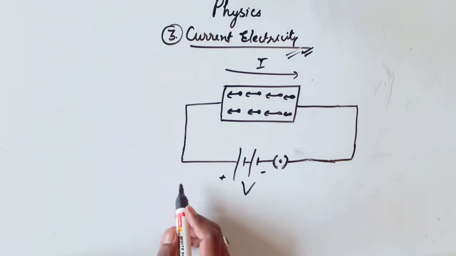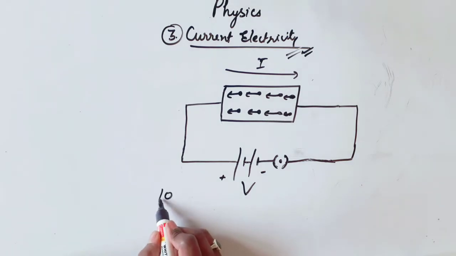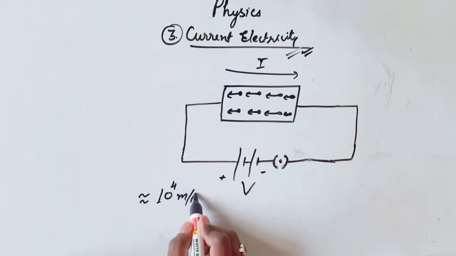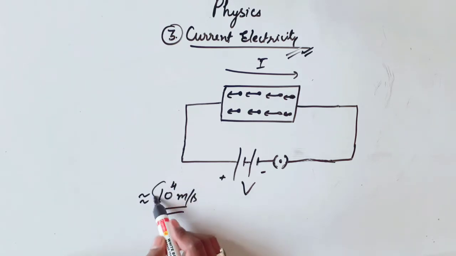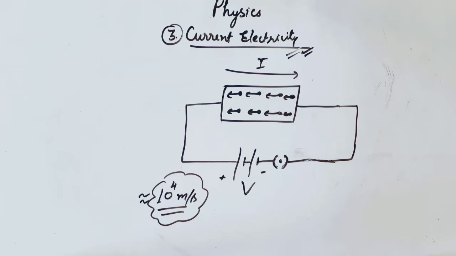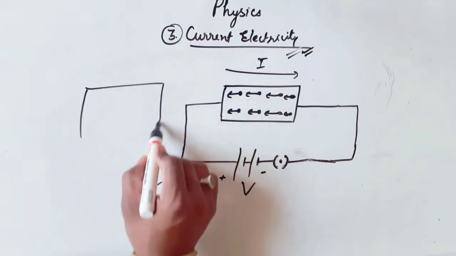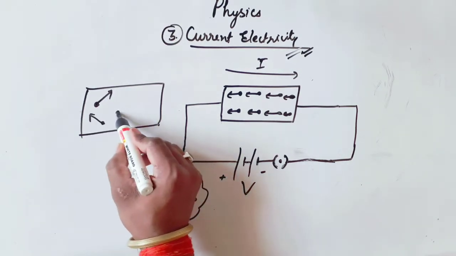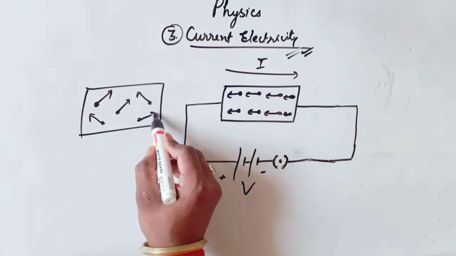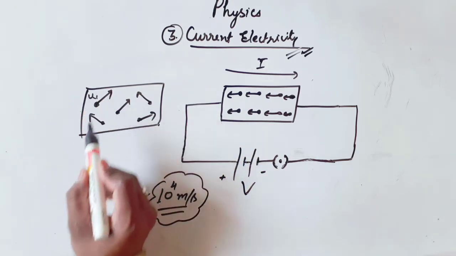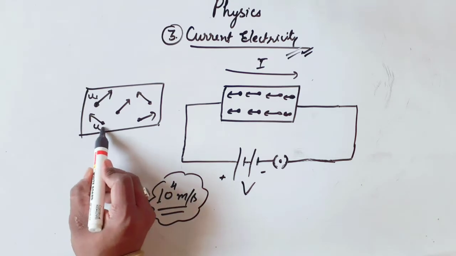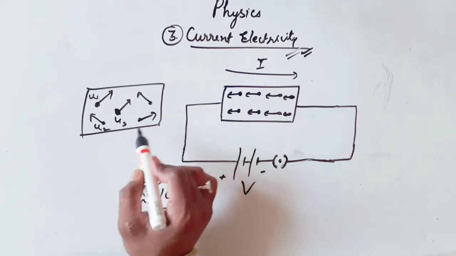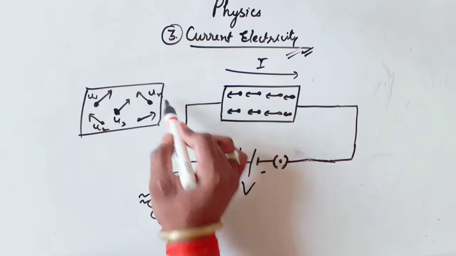As we know, the thermal velocity is a very high velocity, nearly equal to 10 to the power 4 meter per second. So let us suppose, before applying this potential, the electrons are moving here and there with their thermal velocity. Let the thermal velocity of the first electron be u1, the second electron's thermal velocity be u2, the third electron have u3, and the nth electron have un thermal velocity.